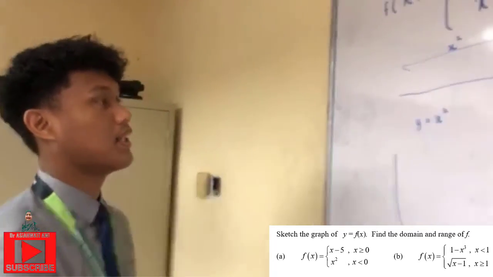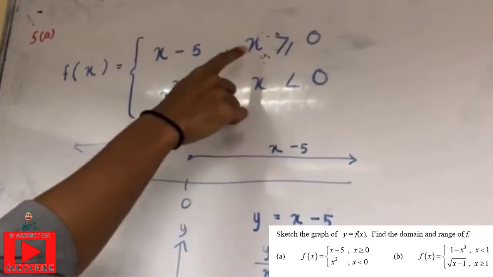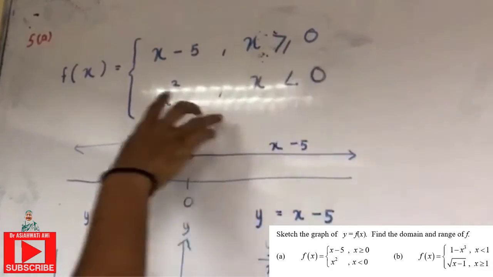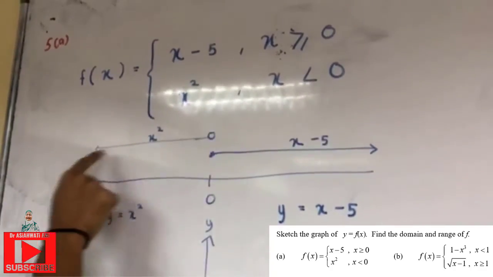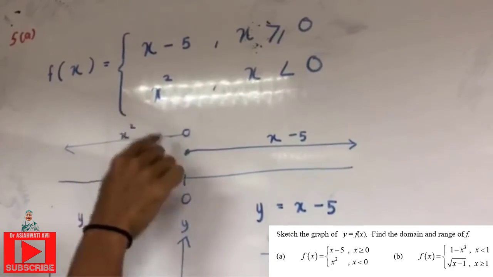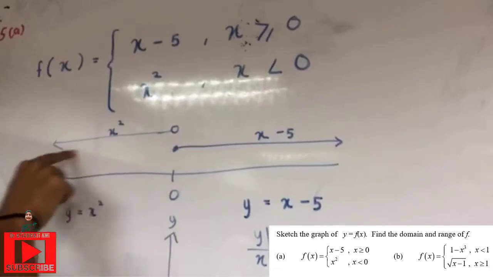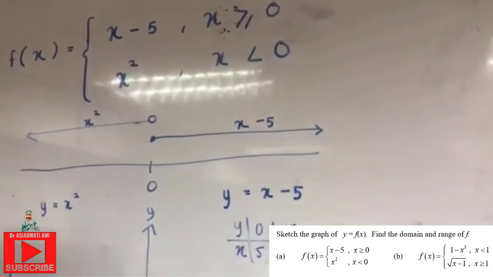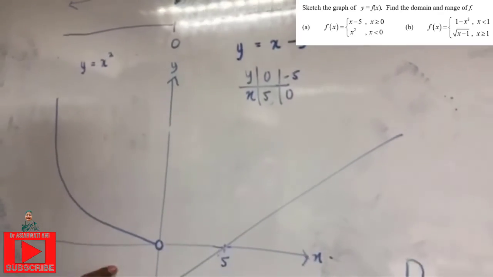So untuk soalan 5A, bagi soalan f(x) x tolak 5, x is greater than 0, and this one x squared, x is less than 0. So kat sini kita boleh buat number line. So this one is empty circle, yang ni is filled circle. So kiri and this one ke kanan. Then kat sini kita boleh terus buat graph.